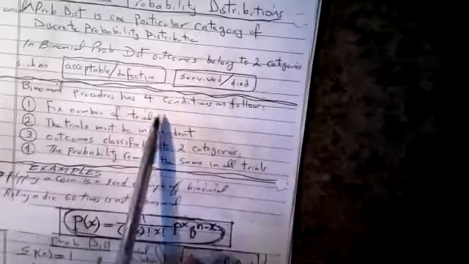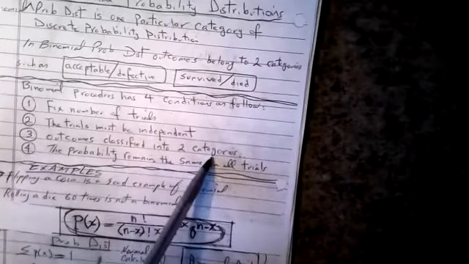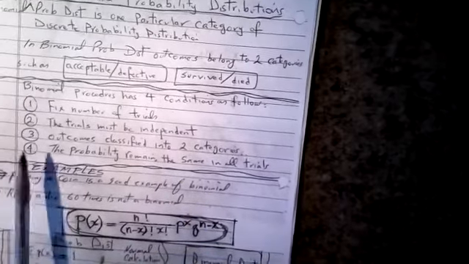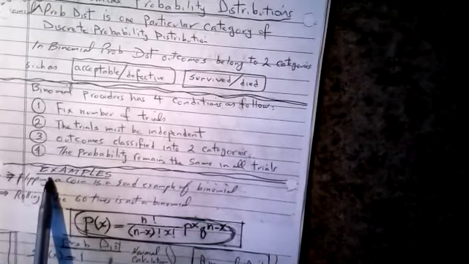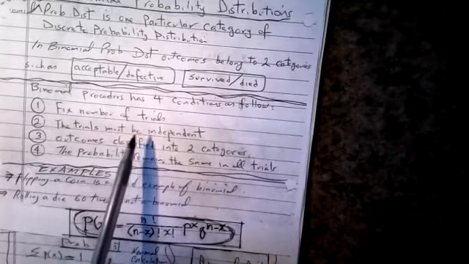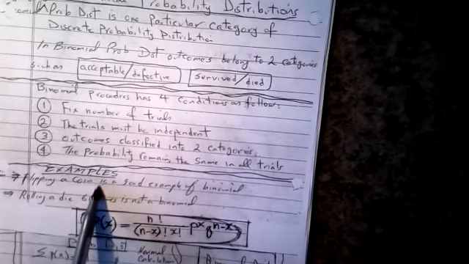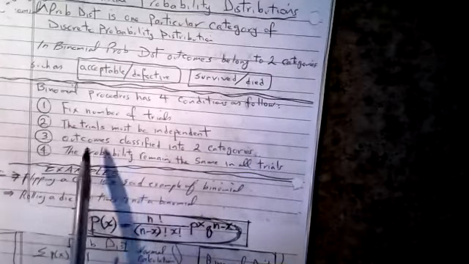You have to have a fixed number of trials, the trials must be independent, the outcome should always be 2 categories, and so on. Flipping a coin is a good example. Let's say you flip the coin 10 times and you don't change it. The trials must be independent. If you flip it 10 times and 6 or 7 times you get heads, does that mean the next is going to be tails? No, the trials are all independent.